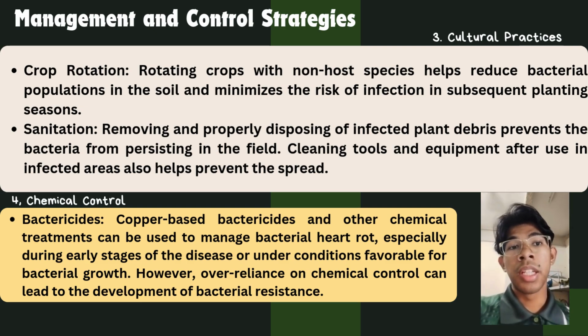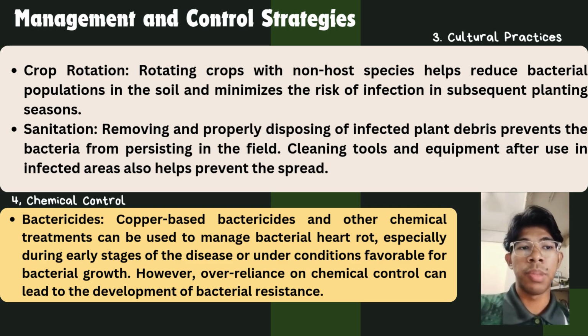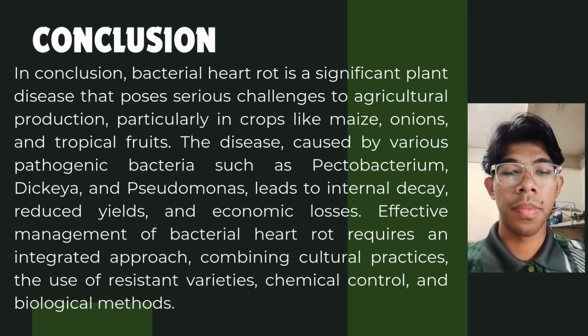And lastly, chemical control. The bactericides. Copper-based bactericides and other chemical treatments can be used to manage bacterial heart rot, especially during early stages of the disease or under conditions favorable for bacterial growth. However, over-reliance on chemical control can lead to development of bacterial resistance.